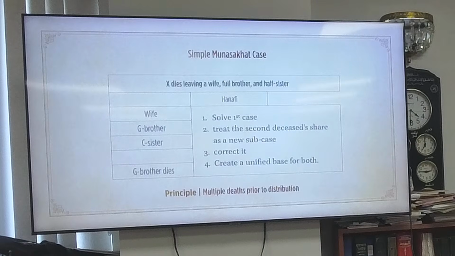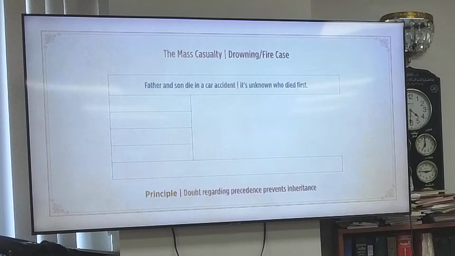So solve the first case, then treat the second deceased's share as a new subcase. Correct it, do tasheeh on it, to create a unified base for both. That's a good exercise. That's a simple munasakhat case. There are complicated munasakhat cases.